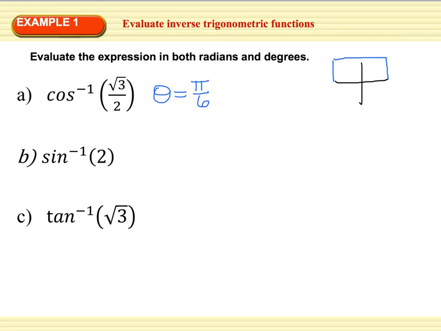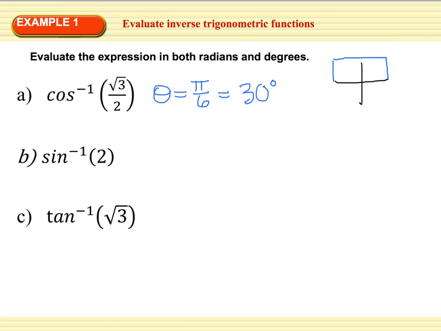Now, if we think back to degrees, when we go to take the inverse cosine of the square root of 3 over 2, you will find that the degree equivalent is going to be 30 degrees. And again, please try to use your unit circle to solve these.